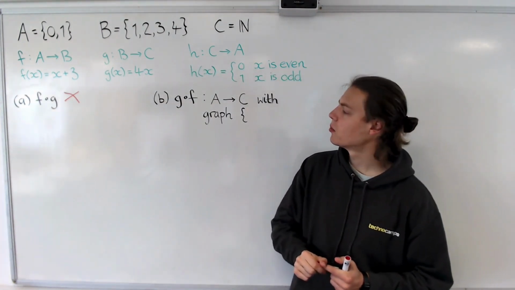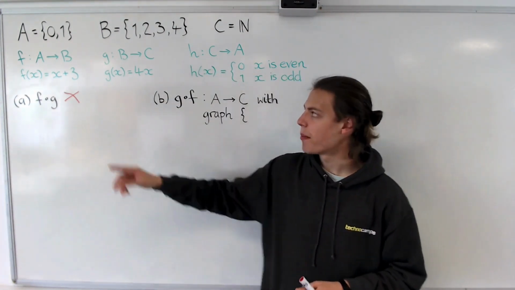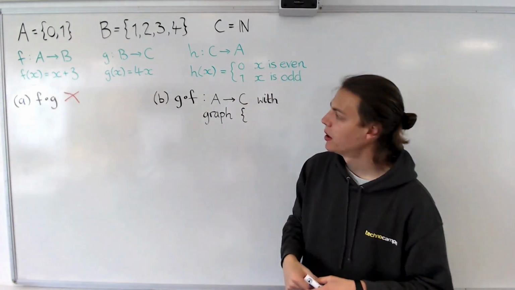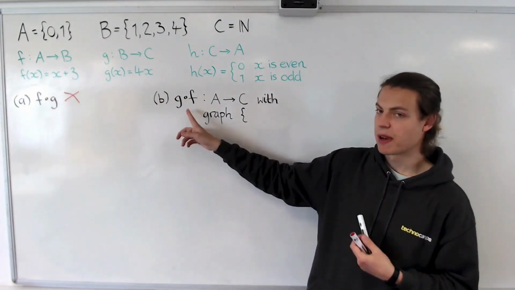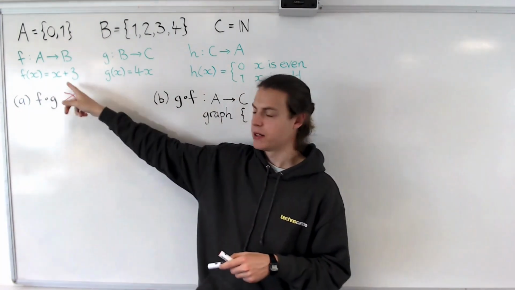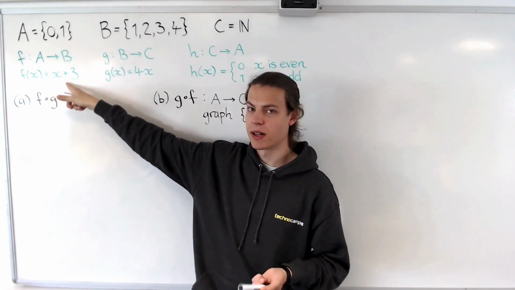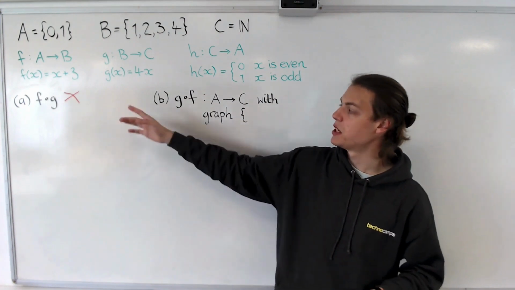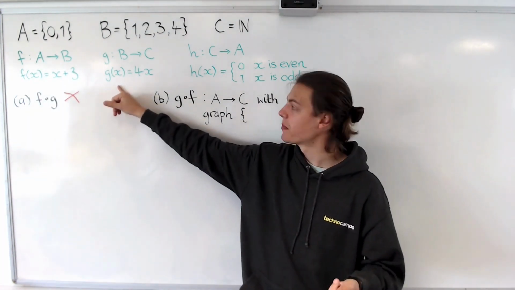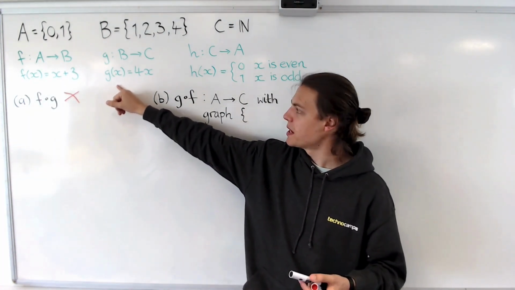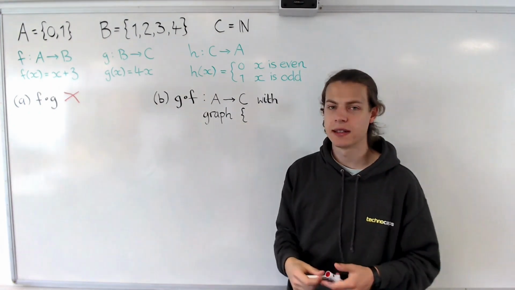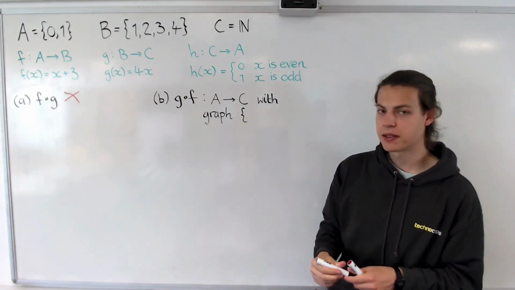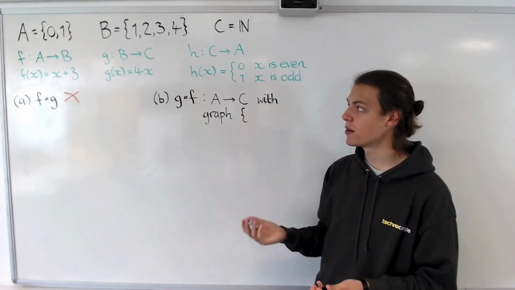So first, what does this composite function map 0 to? Well, we first apply F, which maps 0 to 0 plus 3, 3. And we then apply G to 3, and G maps 3 to 4 times 3, 12. So the first pair in our graph will be 0, 12.